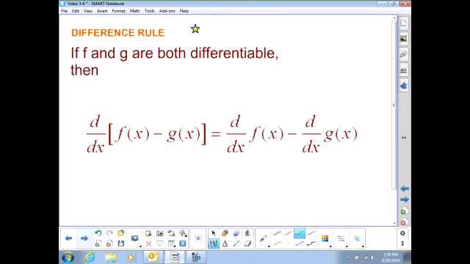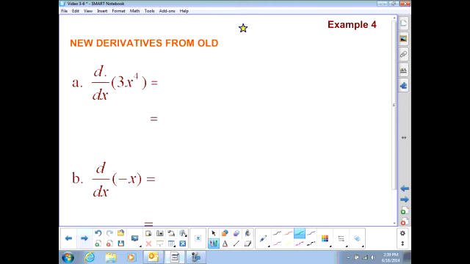Same thing is true for subtraction. Okay, similar idea, just a minus. Now notice we did not say it's true for multiplication and division. Okay, we will see eventually how we have to approach it when it's multiplication and division. For right now, it's only when it's addition and subtraction.